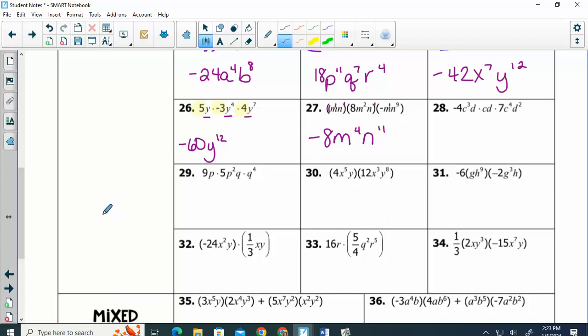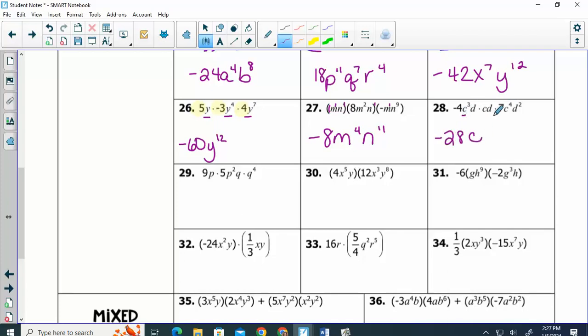Alright, I'm just going to give you guys a few minutes and I want you to see how many of the next ones you can do. I want to come around and kind of check. Let's see how we did. So the first one, we have a negative 4 times the 7, so negative 28.